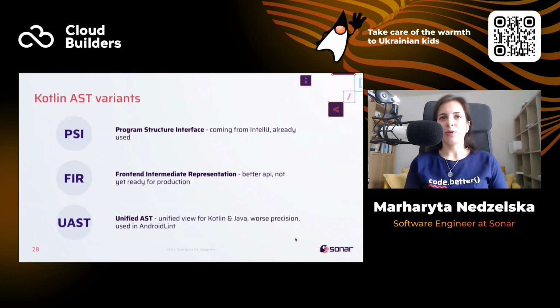And there is a third option, Unified AST. This is actually a third-party project that represents some unified AST for Kotlin and Java. It has a little bit worse precision because you have to have a unified tree for Kotlin and Java, but gives you more benefits in terms of interop. And this technology is actually used in Android Lint.